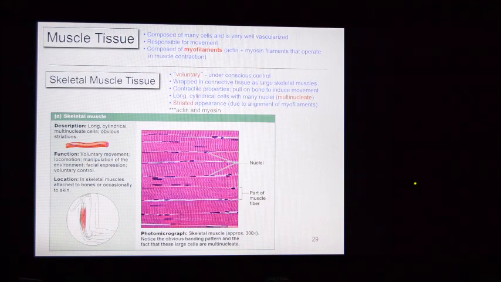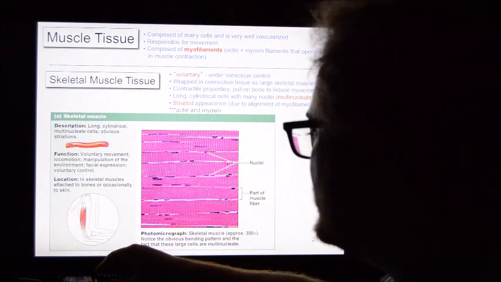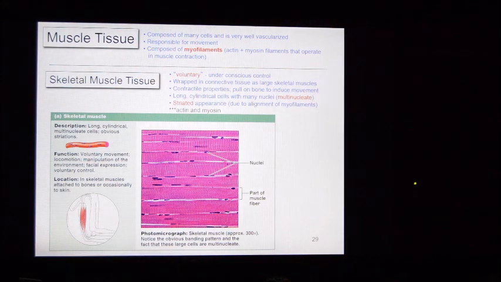All right, and then muscle tissue. So in the realm of muscle tissue, what you need to think about here is that these are highly vascularized. They get lots and lots and lots of blood flow. And there are three different types. These are skeletal, cardiac, and smooth muscle.